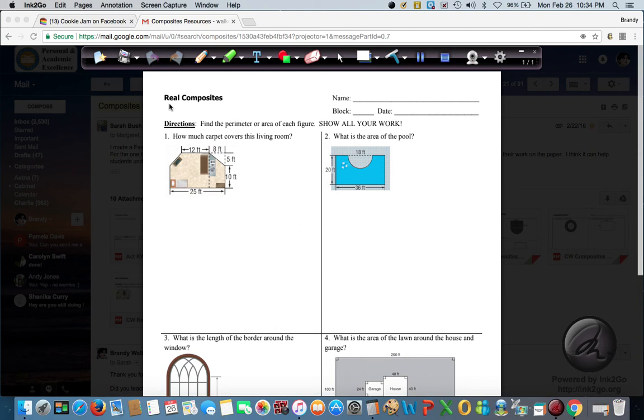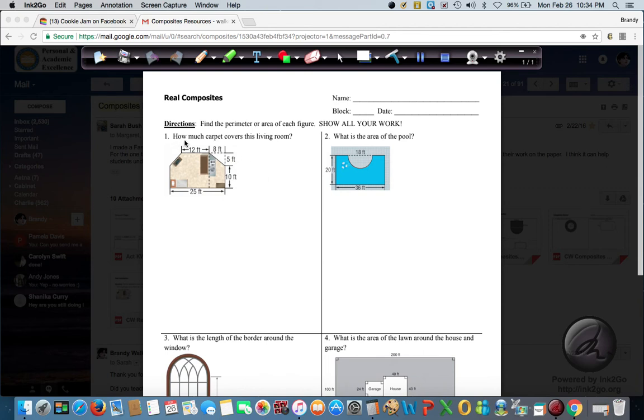Welcome. We are doing real composites. These are composites of actual figures. We call them practical problems, and we are going to find either the perimeter or the area for each figure. And please make sure you show your work. Write down what I put on here and then solve the math.